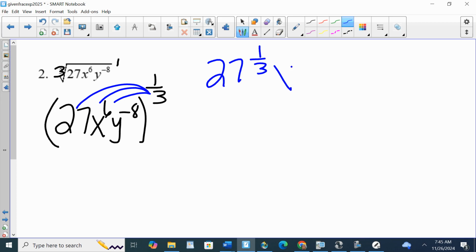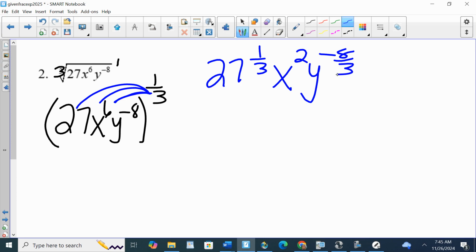I have x to the, when I raise a power to a power, I'm multiplying the powers. So 6 times 1/3 is 6 times 1 is 6, over 3 is 2. Y to the negative 8 times 1 is negative 8, over 3 is negative 8/3.